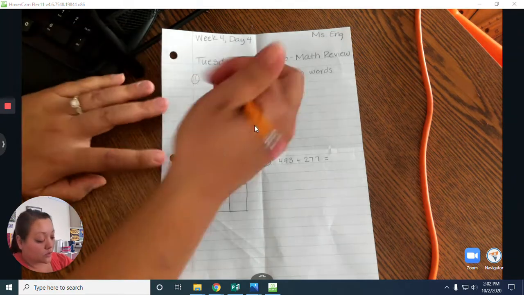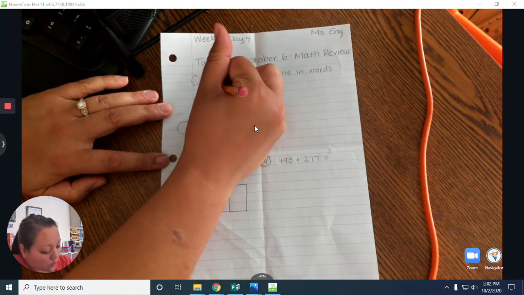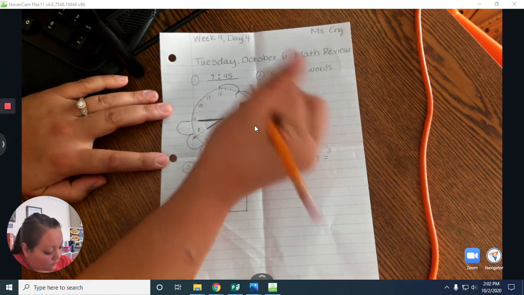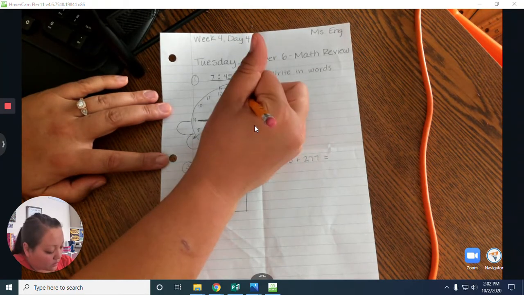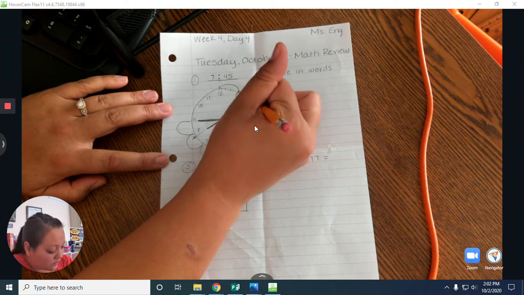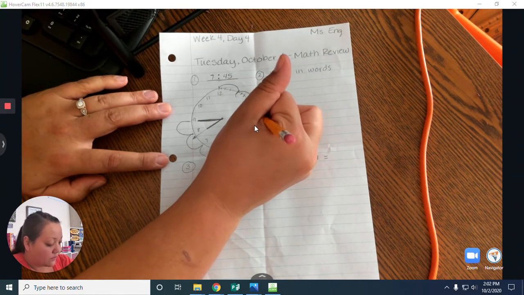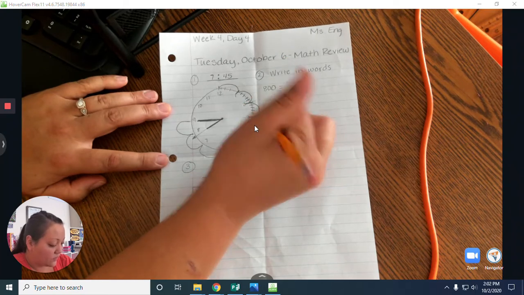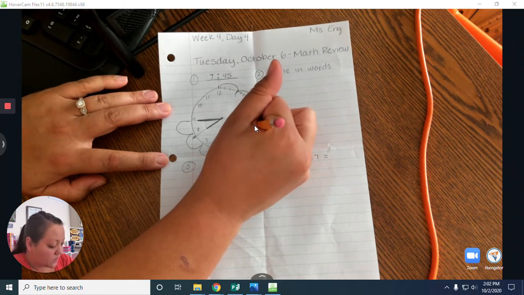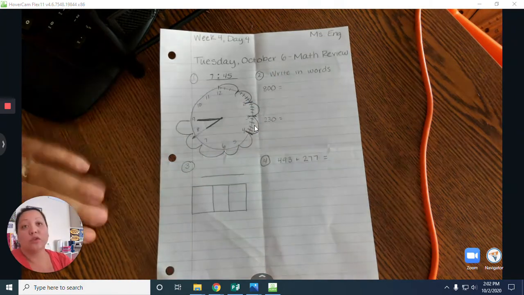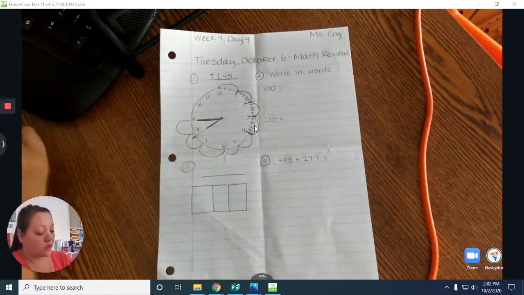Or you could always draw 5 little lines, so 1, 2, 3, 4, 5, 6, 7, 8, 9, 10, 11, 12, 13, 14, 15, 16, 17, 18, 19, 20. So you could do that for the remainder of the clock.